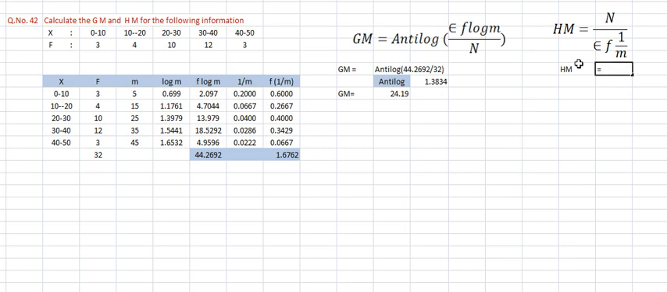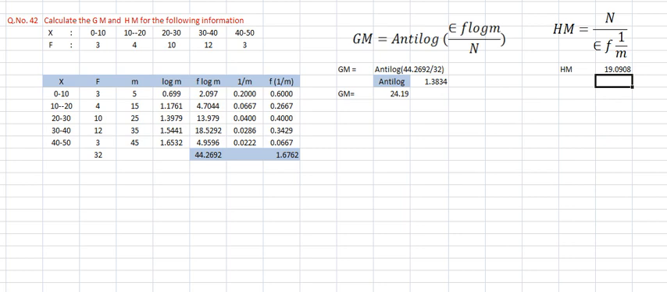Okay, harmonic mean equal to n. N is how much here? See, 32 divided by, what is f log f into 1 by m? 1.6762. Simplify, you will get the answer. See, n divided by 1.6762, which is f into 1 by m. So this is the answer of harmonic mean. I hope that this kind of solution is clear to each one of you.